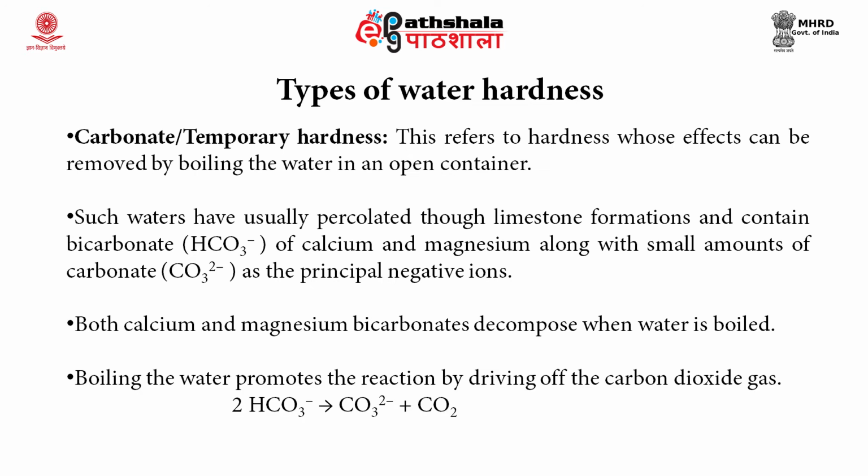Now, let us discuss the types of water hardness. Water hardness is divided into two types. The first is temporary hardness, which is also called carbonate hardness. This refers to the hardness whose effects can be removed by boiling the water in an open container. Such waters have usually percolated through limestone formations and contain the bicarbonates of calcium and magnesium along with a small amount of carbonate. Both calcium and magnesium bicarbonates decompose when the water is boiled.